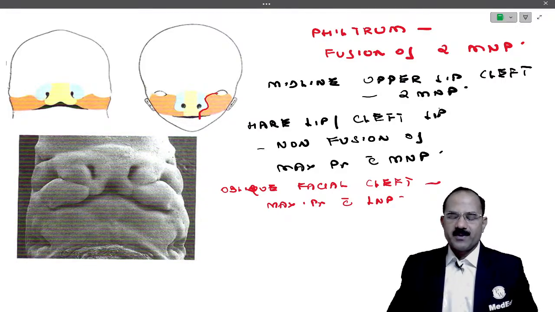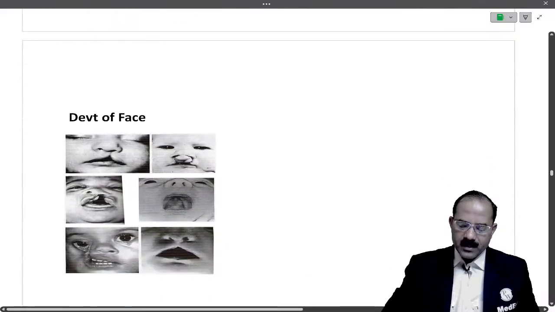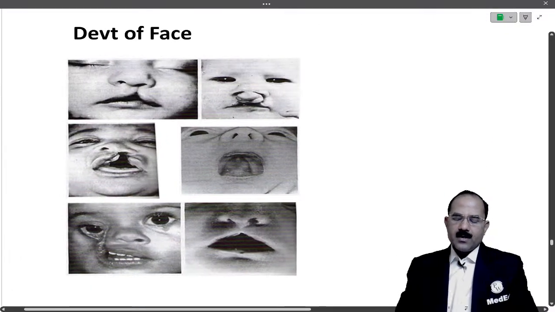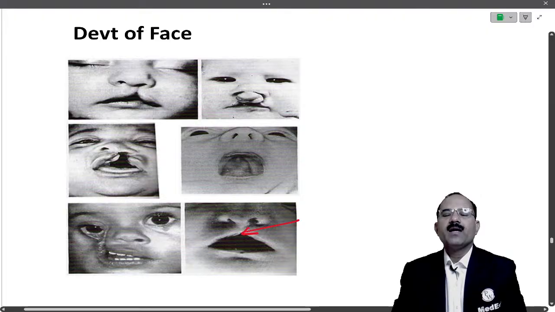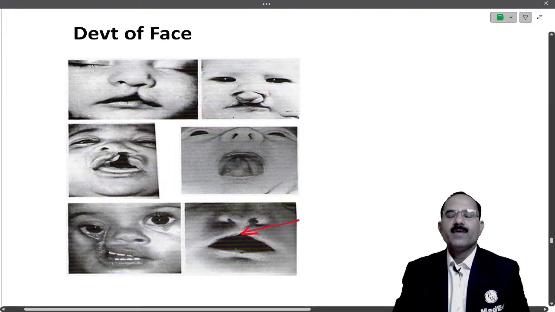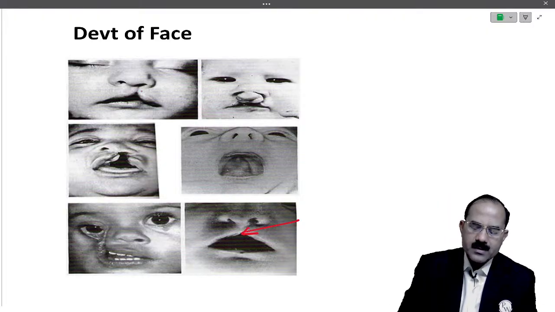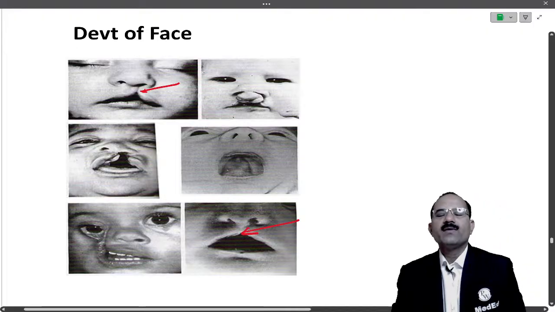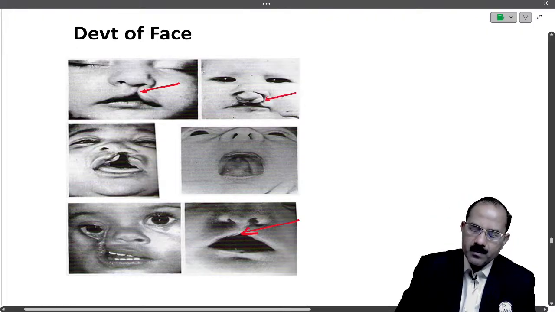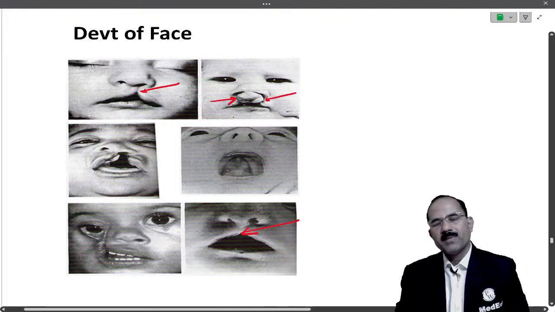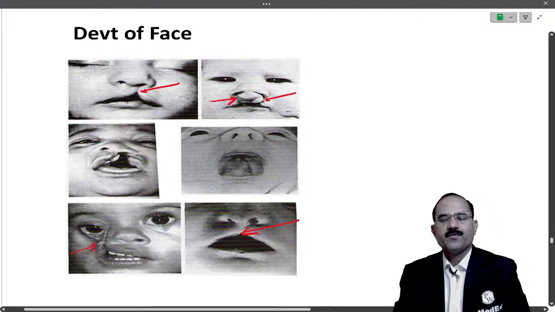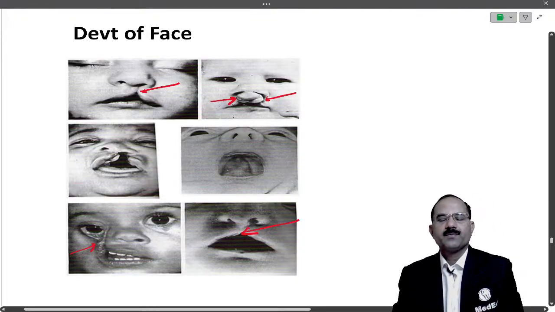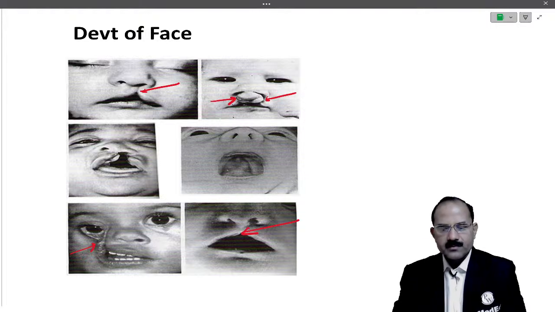Yes, very good. Now, just one last thing. Look at this. So this is a midline upper lip cleft. That's a midline upper lip cleft, right? This is a hair lip. This is a unilateral hair lip. This is a bilateral hair lip. And this is an oblique facial cleft. Oblique facial cleft. Okay, children?